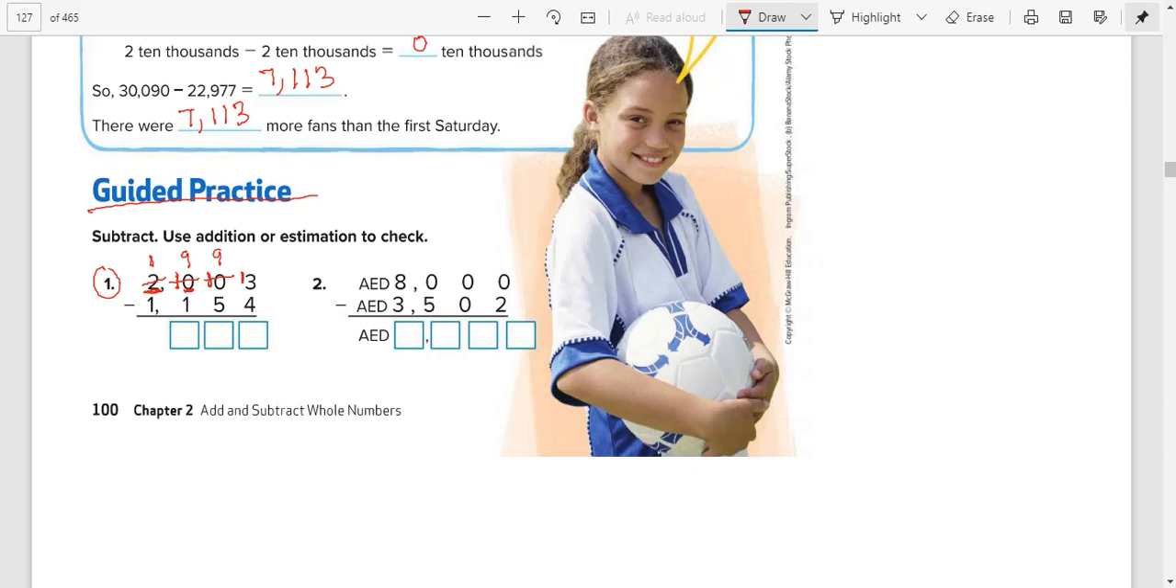Now I can do 13 minus 4, which will give you 9. This is 9 minus 5, which will give you 4. And this is 9 minus 1, which will give you 8. And 1 minus 1, it's 0. I don't need it. So my answer is 849.